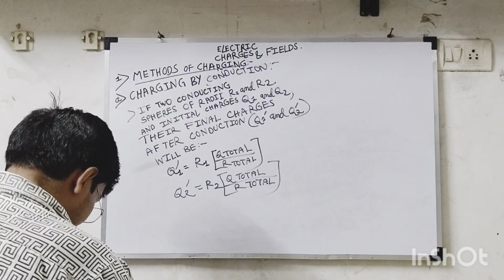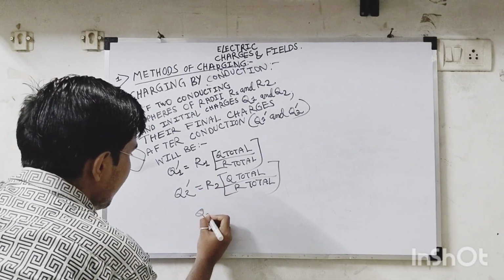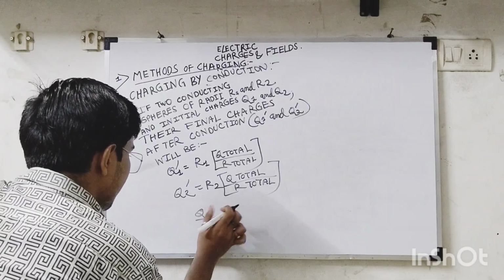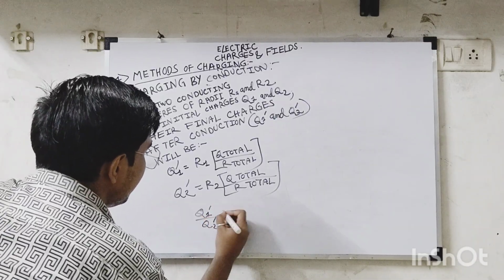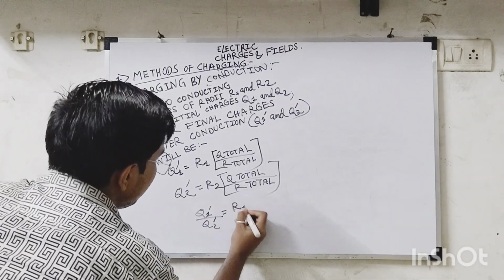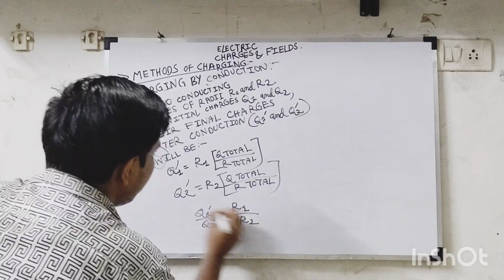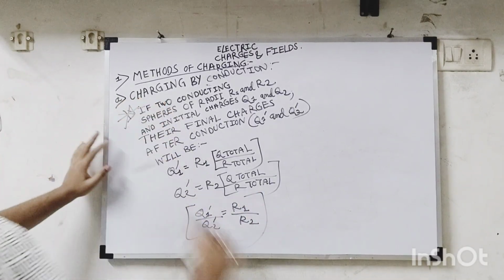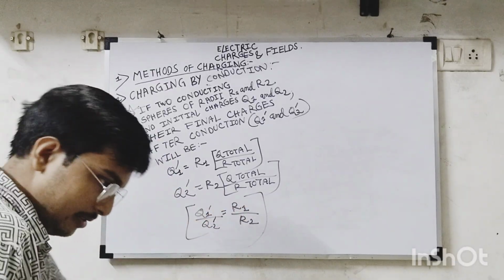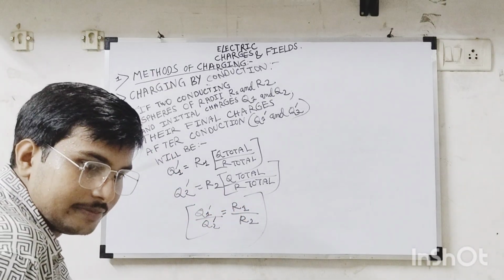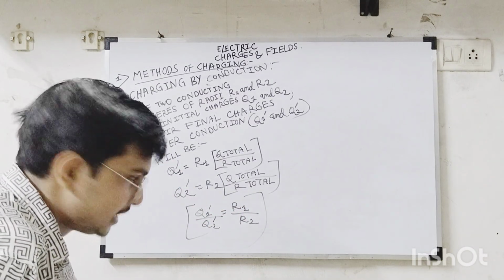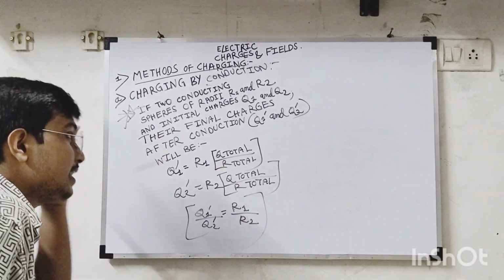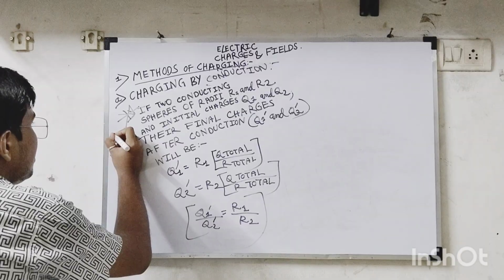What is that? Therefore, the answer will be Q1 dash by Q2 dash. Q1 dash by Q2 dash is equal to R1 by R2. End of the concept. This one is very important for your exams. It might come. I'm not telling that it will come, but it might come. There is a possibility.